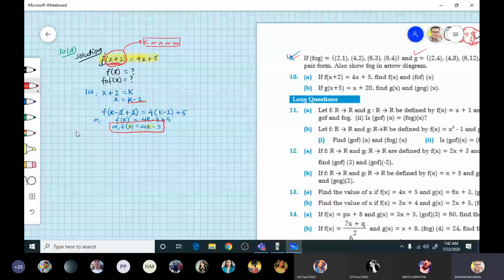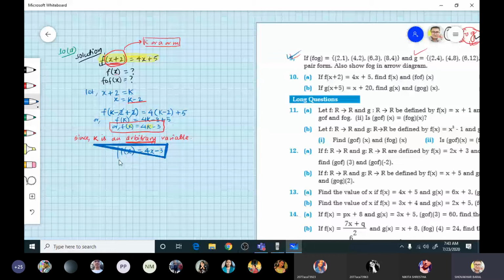Okay, this is a random variable. It could be replaced by something else too, but the most used one is arbitrary, so let me write arbitrary here. Since k is an arbitrary variable, let me replace this k by x now. F of x, wherever there is k, replacing it with x, f of x is equal to 4x minus 3.